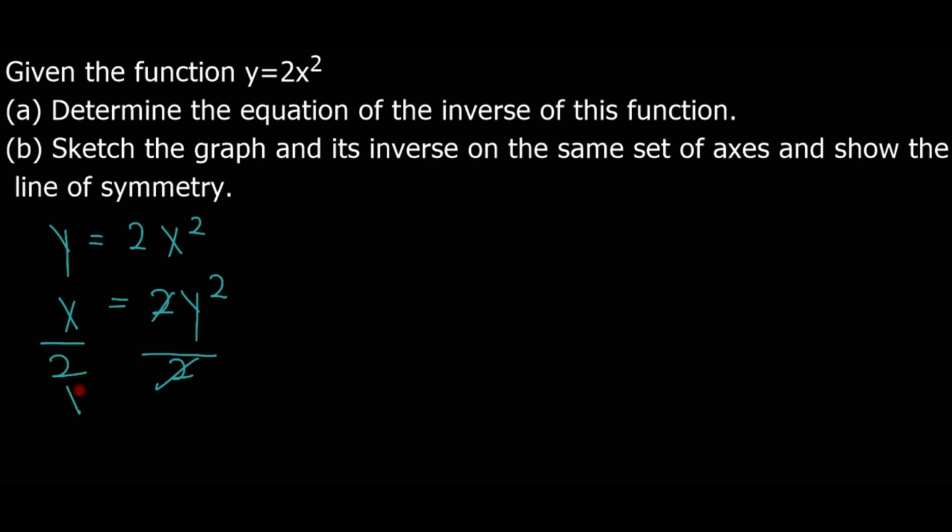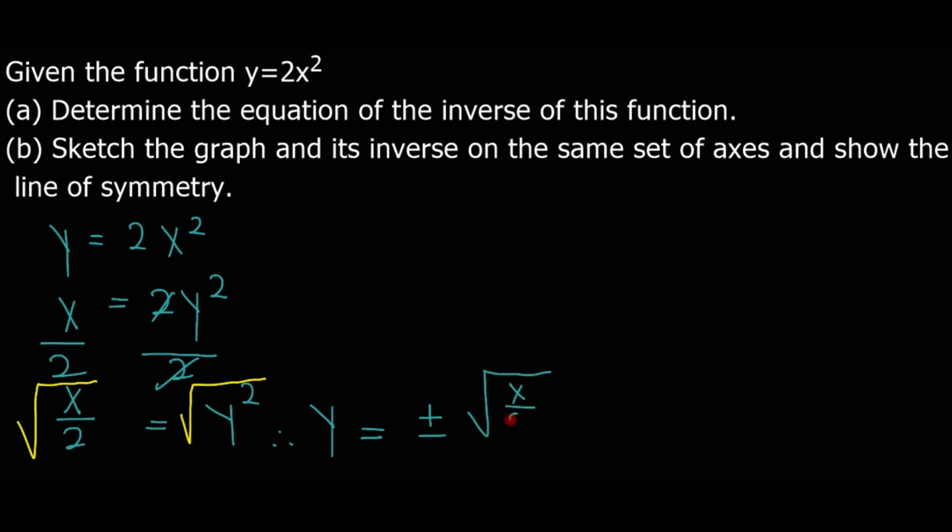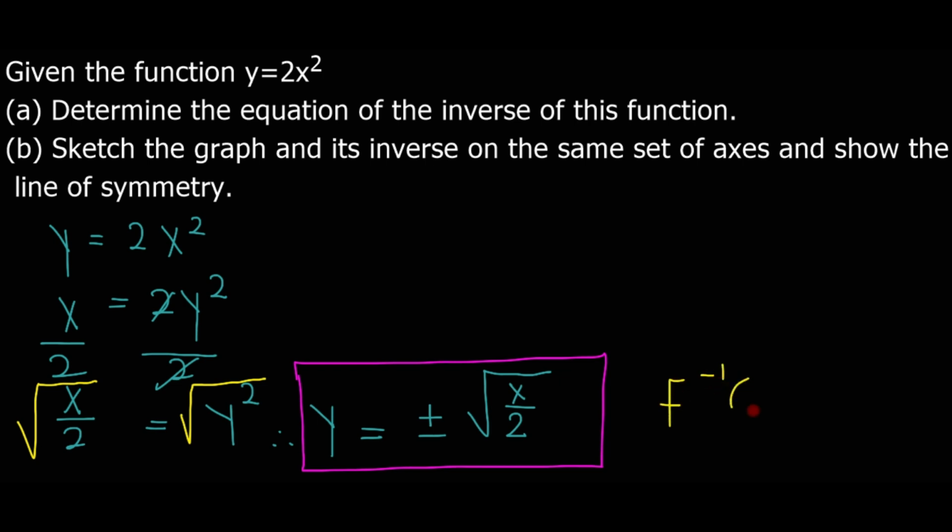And then from there, x over 2 equals y squared. But because we want y, we take the square root of both sides. So now y equals plus or minus the square root of x over 2. So this is the equation of the inverse. But for this one, I'm not going to write the inverse notation with the plus or minus root x over 2.